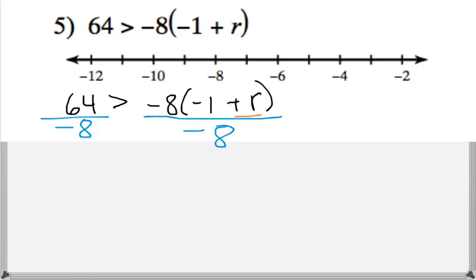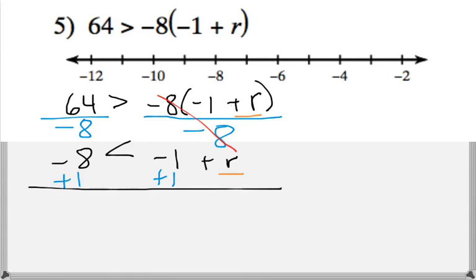When you multiply or divide an inequality by a negative number, you need to change the direction of your inequality. So let's go ahead and draw that there. We have 64 divided by -8 is going to give us a -8. -8 divided by -8 is going to cancel, leaving us with just that -1 plus r, and what's preventing the r from being by itself now is that negative 1, so we would need to add 1 to both sides.